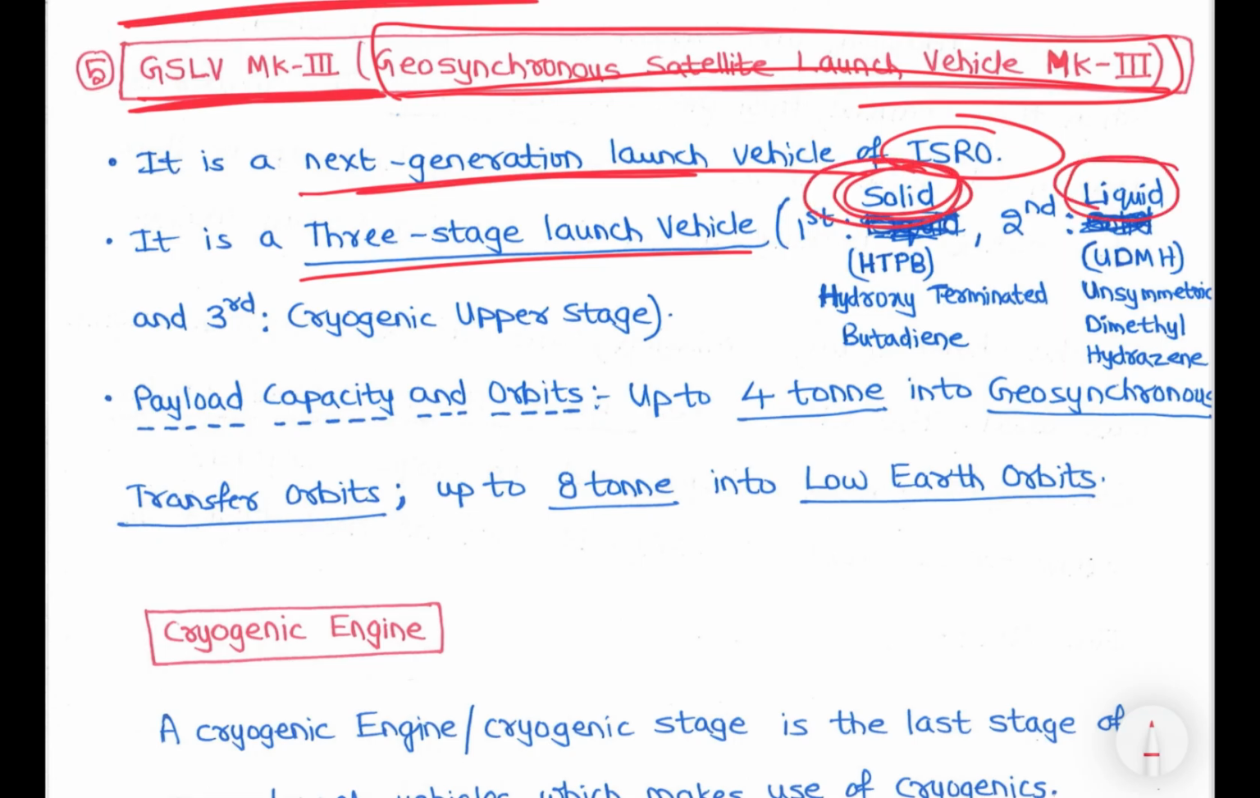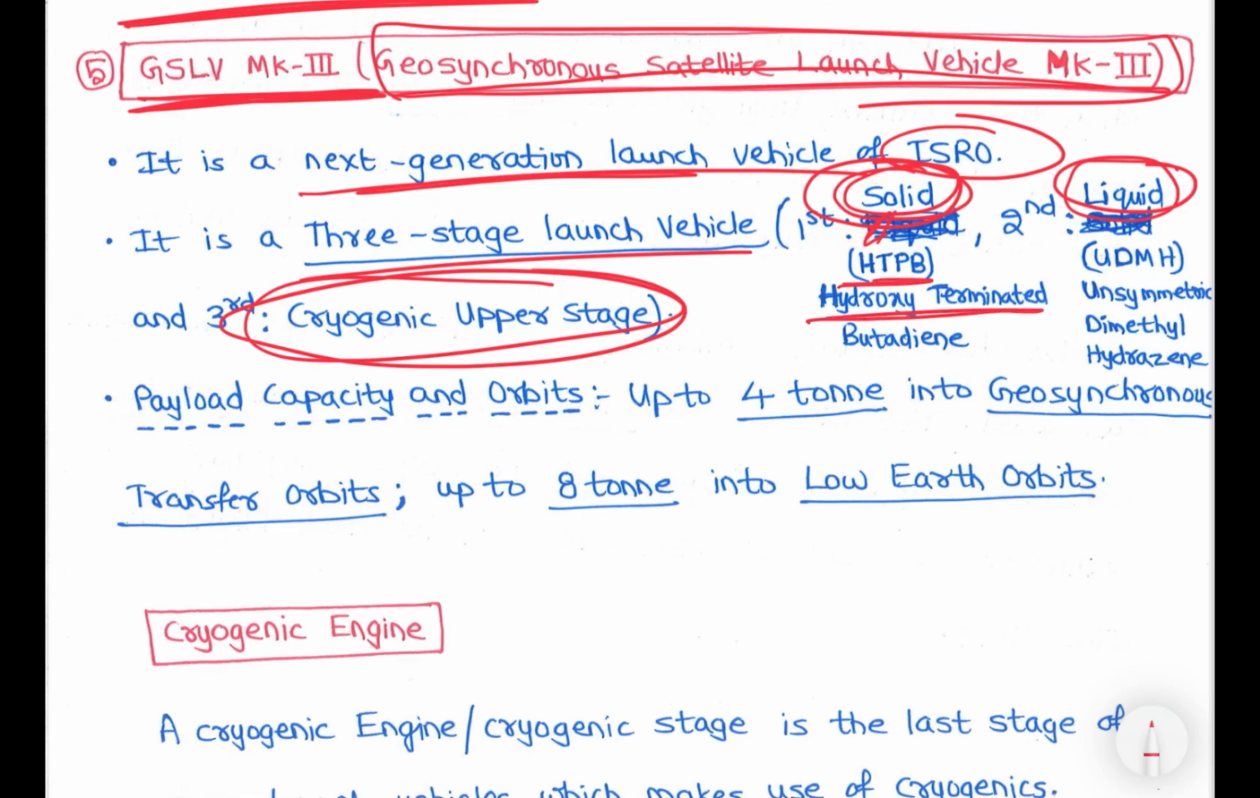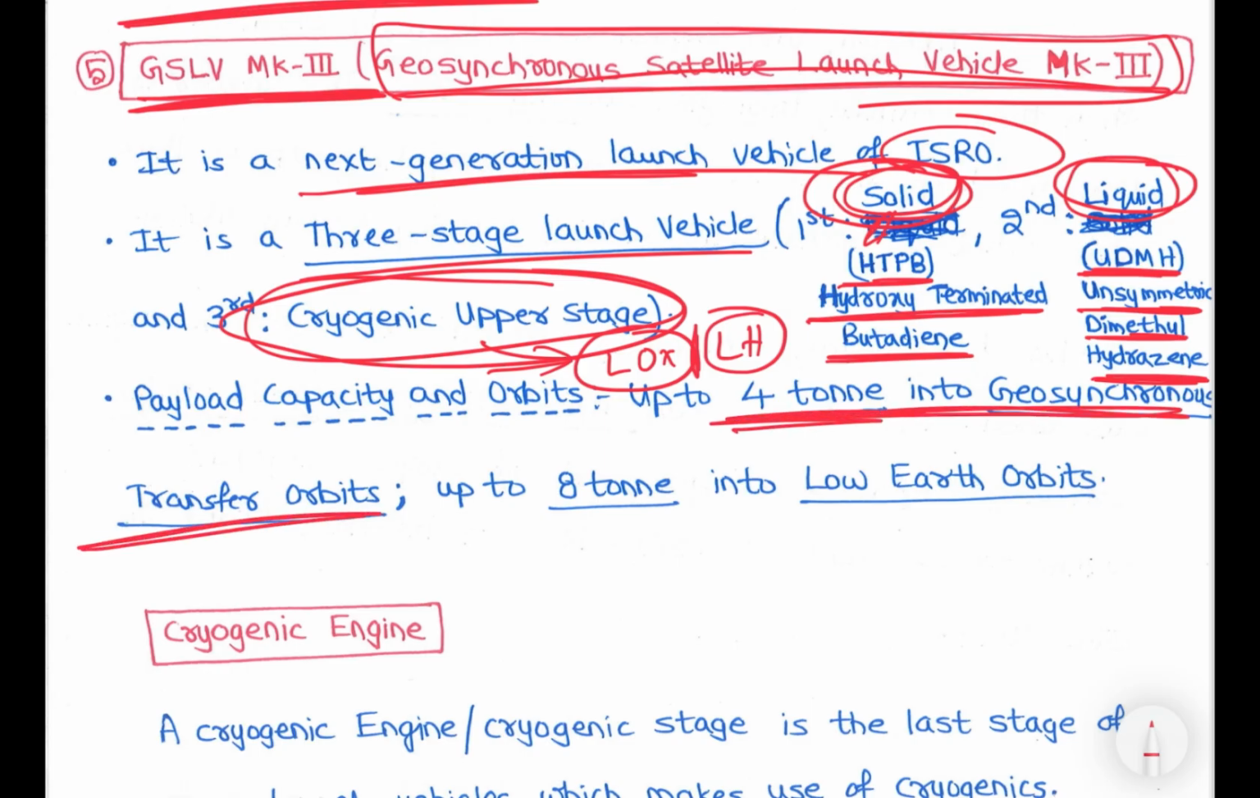And second is liquid and third is cryogenic per stage, right? In solid we are using HTPB, hydroxy terminated butadiene, and in liquid we are using unsymmetrical dimethyl hydrazine, right? And in cryogenic we will be using liquid oxygen as oxidizer and liquid hydrogen as fuel, right? Payload capacity 4 ton into geosynchronous, 8 ton into low earth orbit, right?